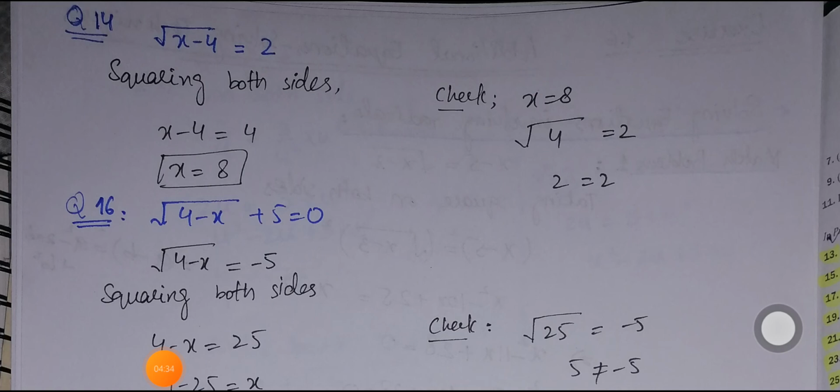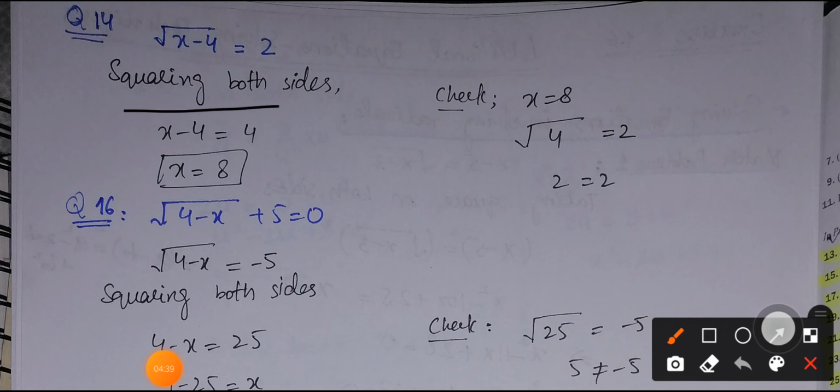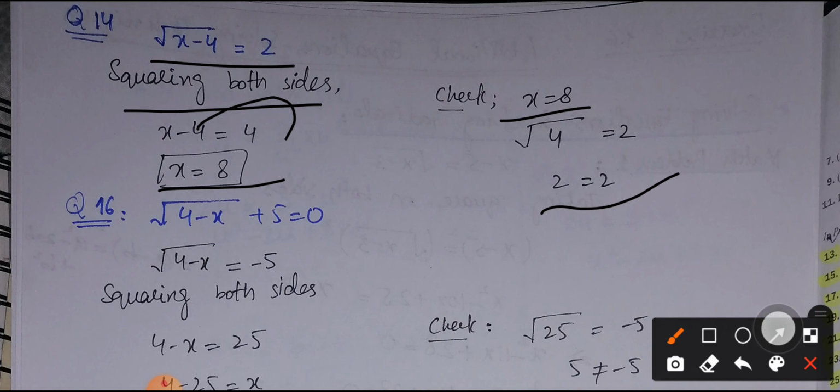Here we have question number 14 from the exercise. Square root of x minus 4 is equal to 2. Simply we will take square on both sides. x minus 4 will be equal to 4, and this 4 will be added over here, and we will get x is equal to 8, which is a simple linear equation. And for x is equal to 8 we will check the solution too, and we get the satisfied equation. That's why x is equal to 8 is the solution set for this.